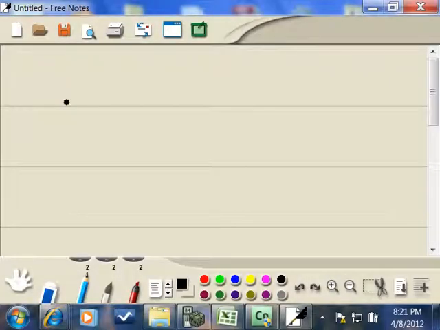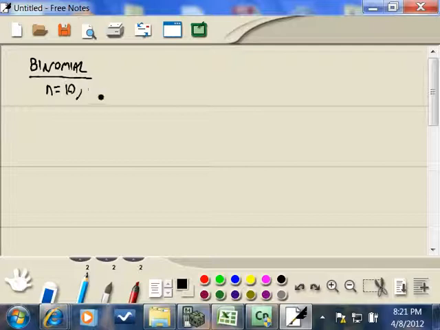Take a look at binomial distribution. And as soon as I get my pen working here, hello. I don't know why I just want to show with this tablet. Okay, so binomial. And let's assume n is 10 and p is equal to 0.23.